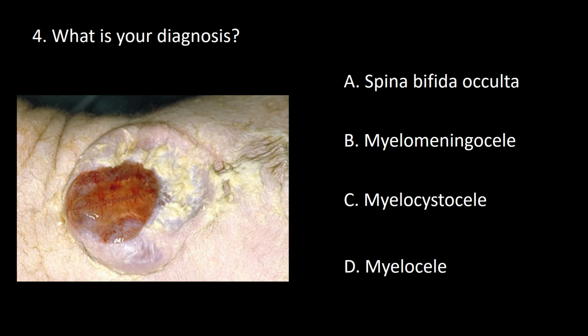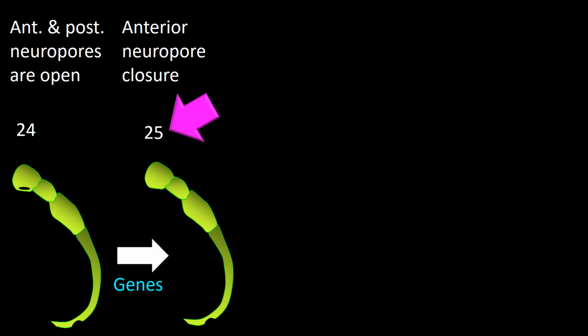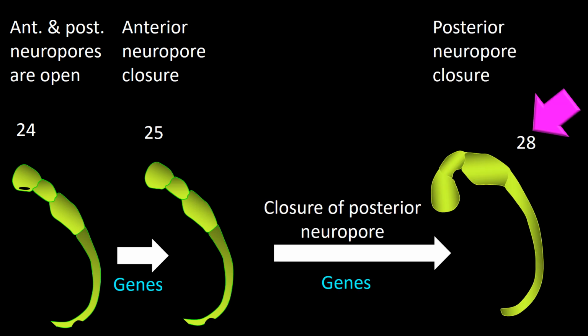Next question, please look at this image and choose the best answer. A, spina bifida occulta, B, myelomeningocele, C, myelocystocele, D, myelocele. At 25 days, as we have seen, the anterior neuropore is closed. It has induced the proper closure of the forehead and face. The posterior neuropore is still open. At 28 days, the posterior neuropore is closed.